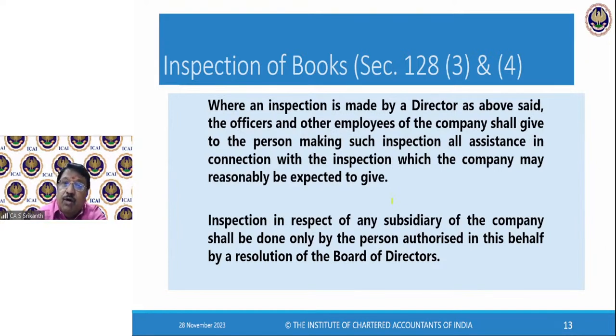Be careful. What we are talking about is only for the company. In case of any subsidiary, inspection can be done only by the person authorized in this behalf by the resolution of the board. So any individual director cannot go and inspect a subsidiary. For inspection of a subsidiary's books, the holding company should authorize the person. Only they can go and inspect.